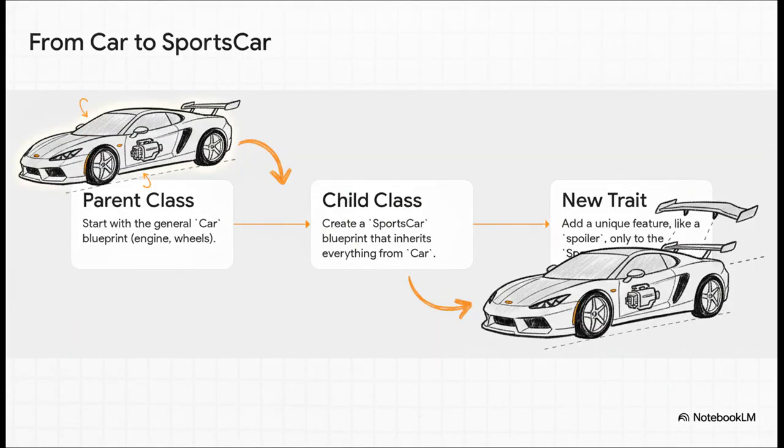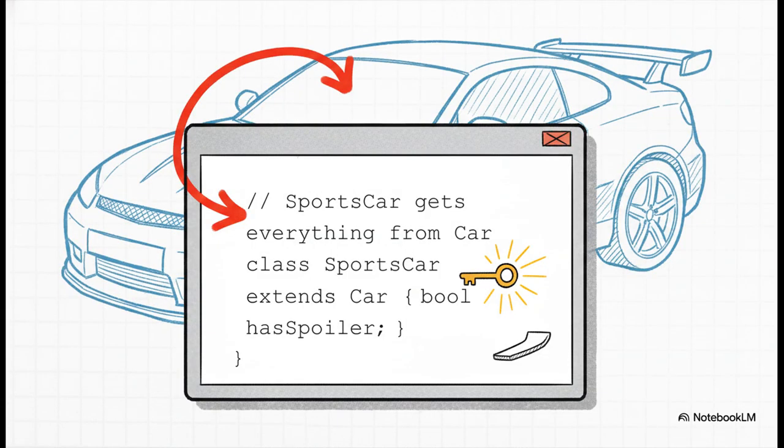This is just a perfect example of how powerful this is. We start with our basic car blueprint, right? It's got an engine, it's got wheels. Now, when we want to make a sports car, we don't draw a whole new plan. No way. We just say a sports car is a kind of car. So boom, it automatically gets the engine and wheels. Then we just add the one new thing that makes it special. In this case, a spoiler. Easy. And here's the code.